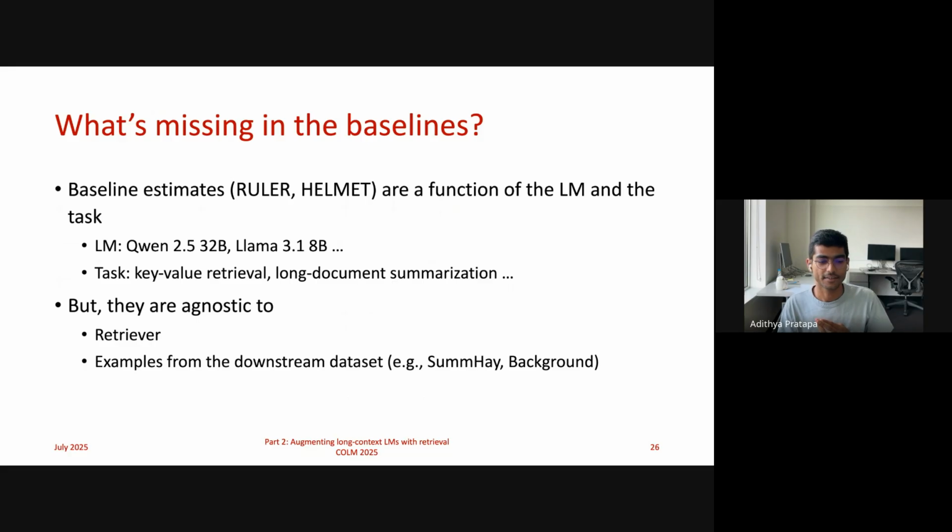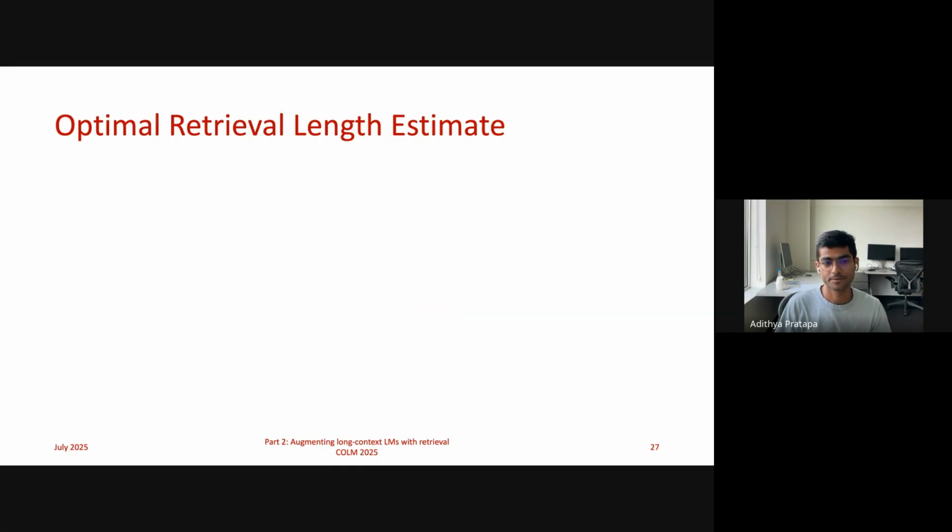The second thing is they do not take into consideration what your downstream dataset looks like. They do include a variety of datasets within them, but let's say you're trying to evaluate on a new domain or a dataset that's custom to your application. Its behavior could be very different from what has been evaluated as part of these benchmarks. So in this work, we also include these two factors and see if we can do better than what Ruler and Helmet can achieve. And we essentially address this gap.